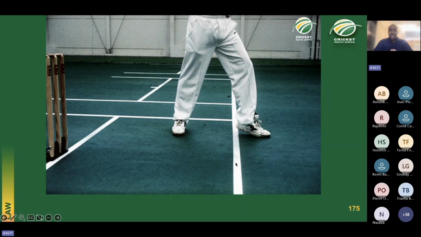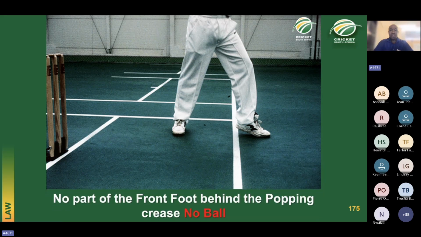Remember what I said earlier? The line belongs to the umpire. Therefore, this is a no ball. There is no part of the front foot, whether grounded or raised, behind the back edge of the popping crease.